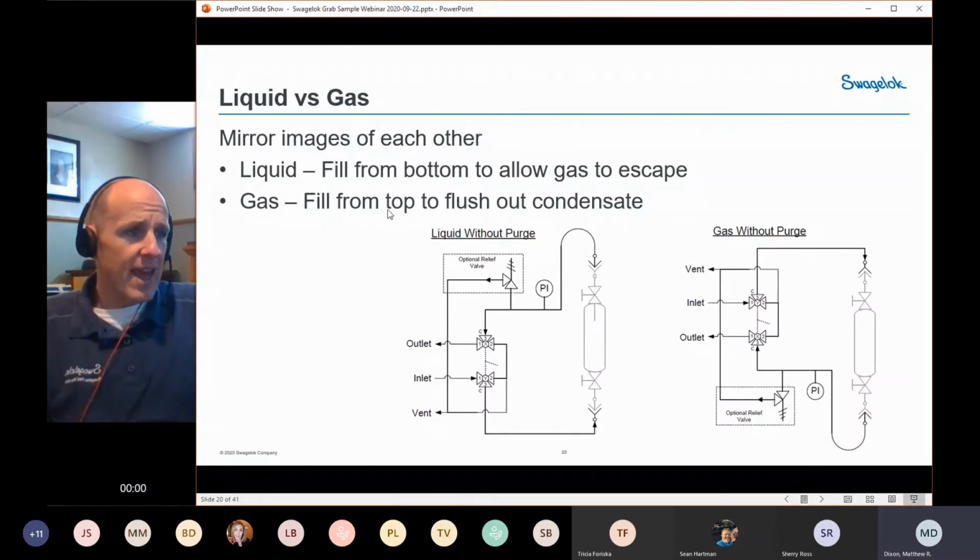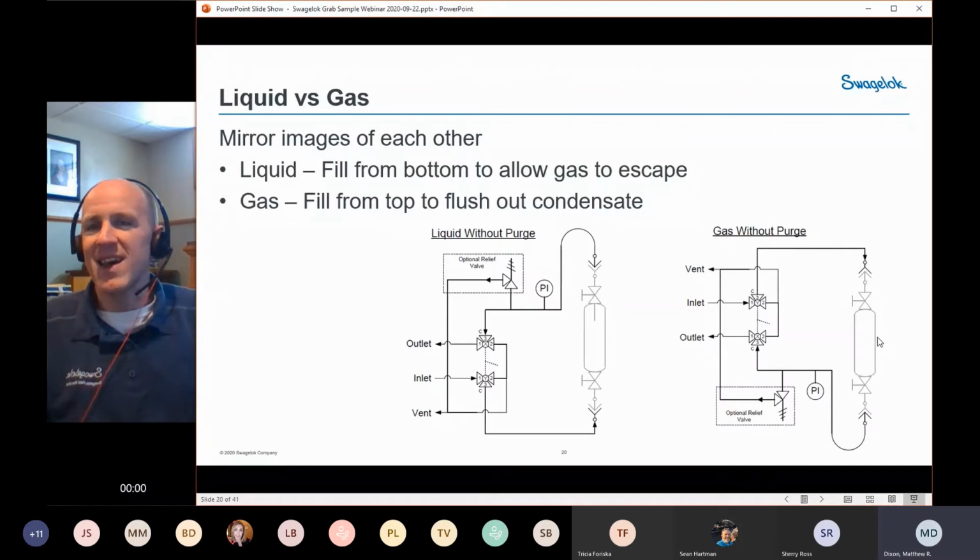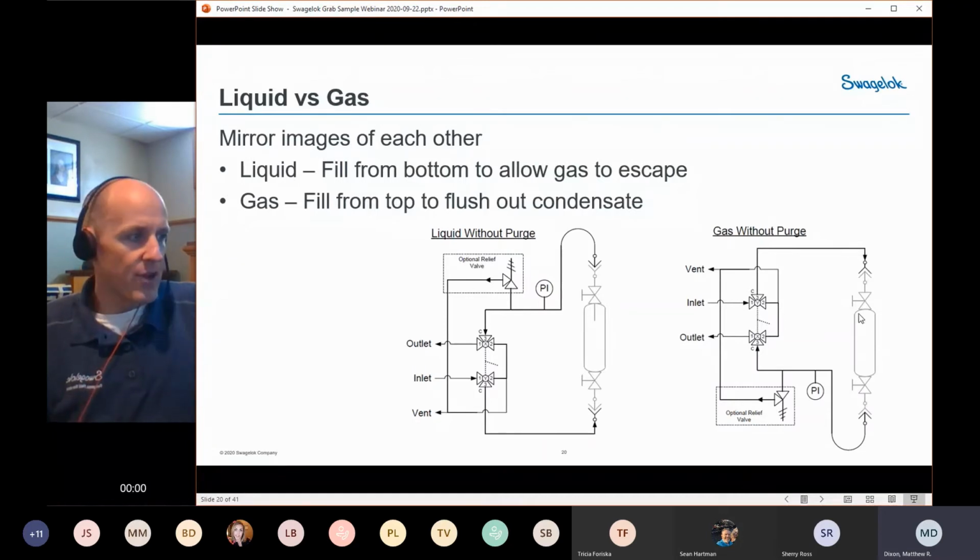Conversely, with the gas panel, we actually fill from the top down, and that allows any condensation that's in that line to get flushed out. So if you have any condensation in the line, it'll just fall to the bottom here as you're filling, and that gas stream will just carry it away. However, if you're filling from the bottom up, then essentially the cylinder itself could potentially fill with condensate from that gas stream. So liquids, we're going to fill from the bottom up. Gases, we're going to fill from the top down.